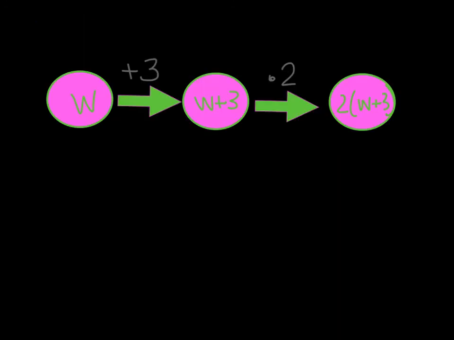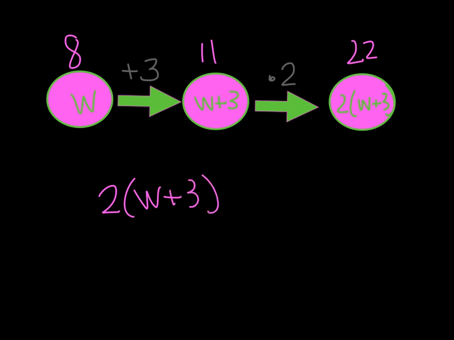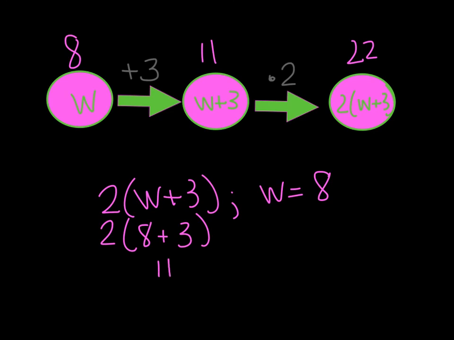So to use the expression 2 times the quantity w plus 3 in our flowchart, when w is, let's say, 8, we just flow forward. 8 plus 3 is 11. 11 times 2 is 22. So 2 times the quantity w plus 3 when w equals 8 can also be looked at with the traditional method, substituting in 8 for w, and then following order of operations. 8 plus 3 is 11. 11 times 2 is 22.